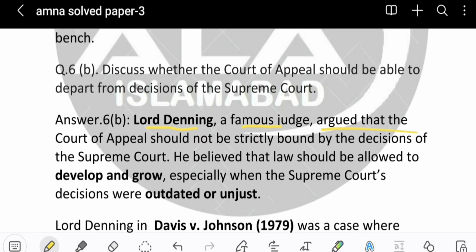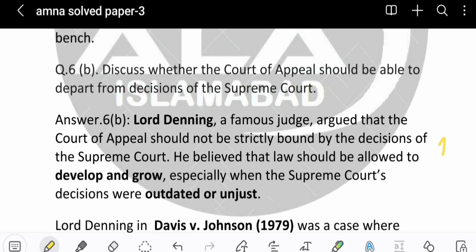Lord Denning, a famous judge, argued that the Court of Appeal should not be strictly bound by the decisions of the Supreme Court. He believed that law should be allowed to develop and grow, especially when the Supreme Court's decisions were outdated or unjust. So in this whole paragraph you will get 1 mark. Why? Because you have added the name of Lord Denning and discussed that he said the Court of Appeal is not strictly bound to follow the Supreme Court, because the past decisions might be outdated or unjust. Due to these reasons, Lord Denning thought the Court of Appeal should develop and grow, and should not be bound to follow all the outdated decisions of the past. So this is what Lord Denning said.